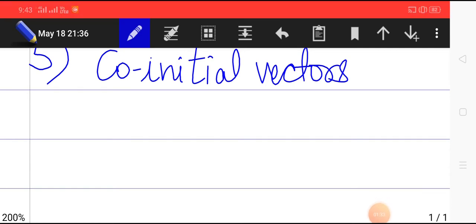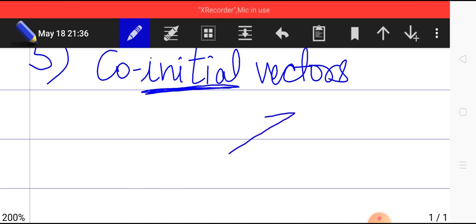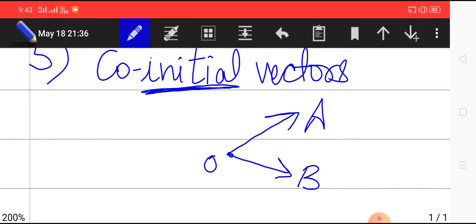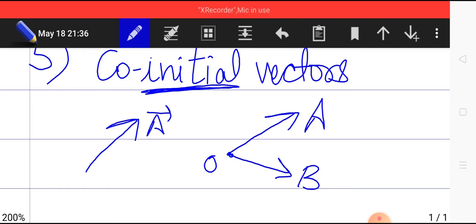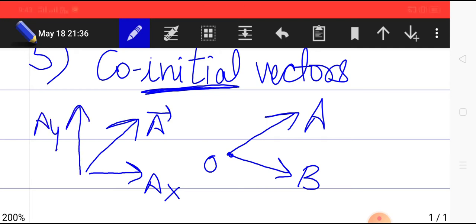Next is co-initial vectors. If the vectors have the same initial point, as the name itself mentions, co-initial. For example, look at vector A, vector B. They have the same initial point, let us say O, then they are co-initial vectors. The most common example of co-initial vectors is a component of a vector and the vector itself. For example, consider this A vector, then this is its x component ax, and this is ay, its y component. Then we can say that ax, ay and A are co-initial vectors because they have the same starting point.